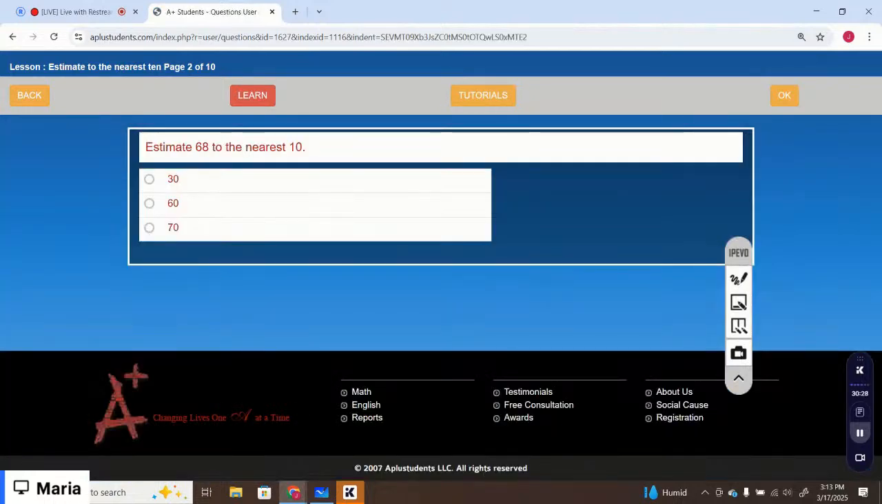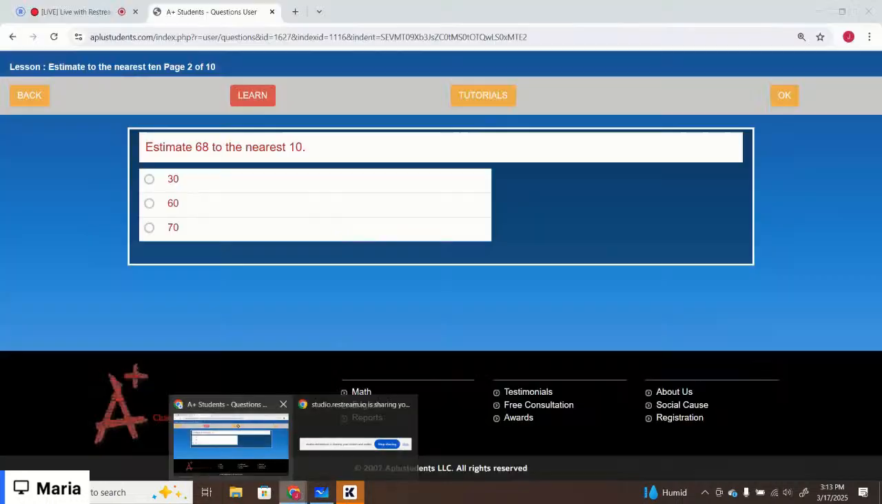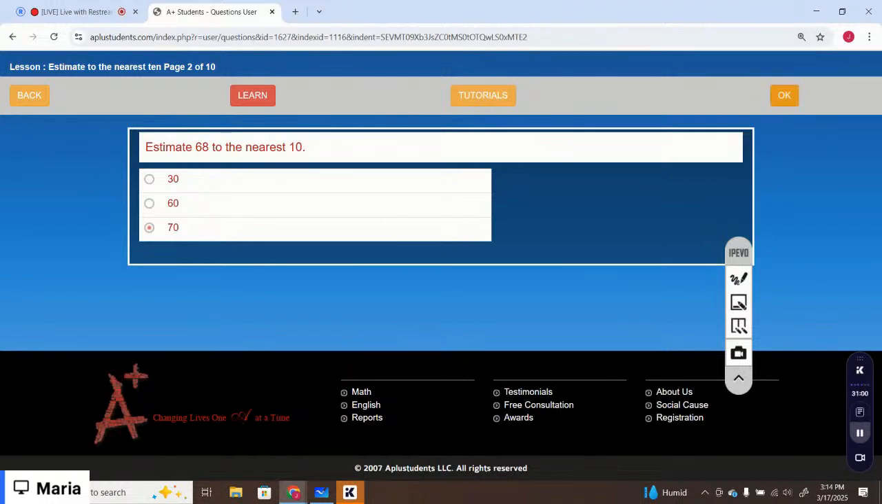Estimate 68 to the nearest 10. So you have 68, right? 68 is between 60 and 70. So 68 is here, only one number away from 70, right? That means 68 is rounded to or estimated to 70. The correct option is 70.